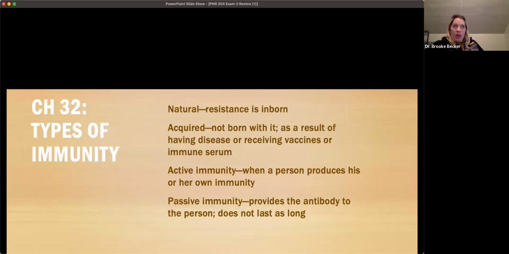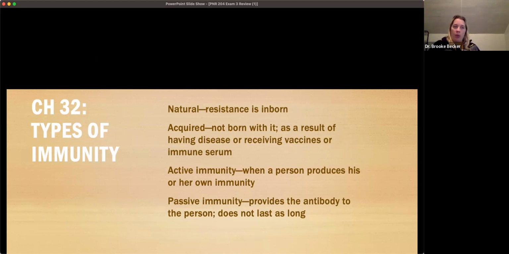Okay, I think there's only a couple more slides left, so I'm going to finish them really quick. Types of immunity. So this is chapter 32. Natural is what you're born with, right? Acquired means you're exposed to it as you get older. So such as disease or vaccinations, okay?